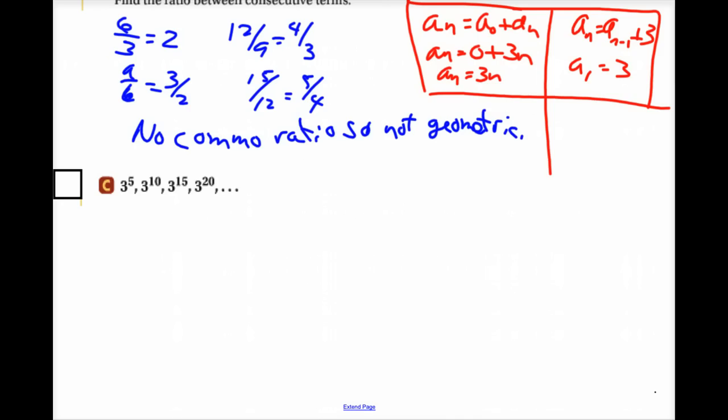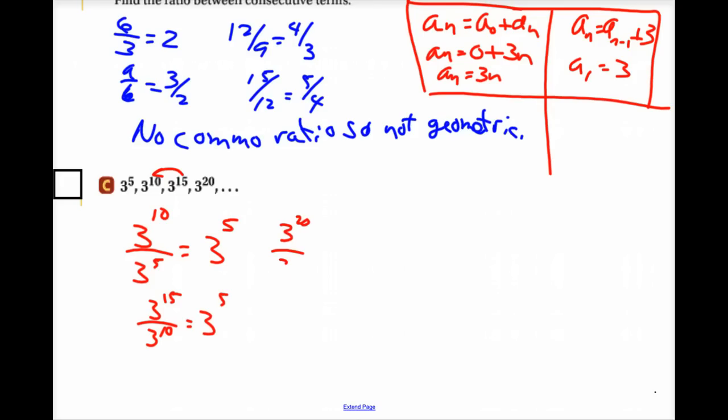All right, C. Ratio, 3 to the 10th over 3 to the 5th. Bases are the same, so you go ahead and subtract exponents, and you get 10 minus 5 is 5. 3 to the 15th over 3 to the 10th would be the next one. Bases are the same. 15 minus 10 is 5. So I got 3 to the 5th again. And if you do 3 to the 20th over 3 to the 15th, you get 3 to the 5th again. So that one does have a common ratio. It's 3 to the 5th.